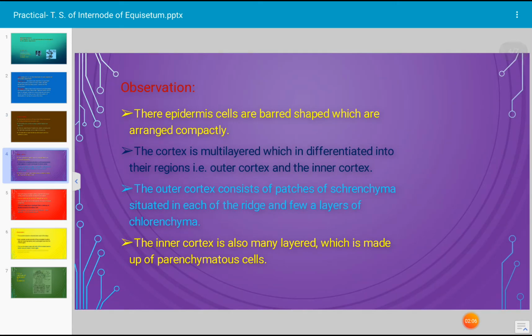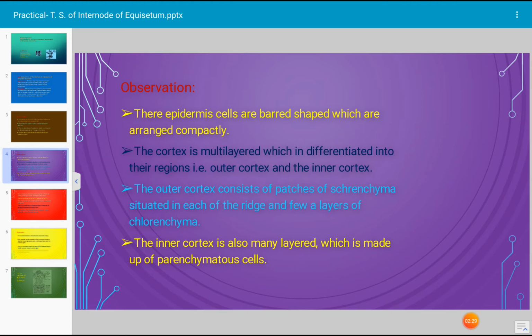The epidermis is protected by a thin layer which is called cuticle. Cuticle gives mechanical support to the epidermis. The epidermis cells are barrel shaped. All the cells of the epidermis are barrel shaped and very compactly arranged without intercellular spaces.